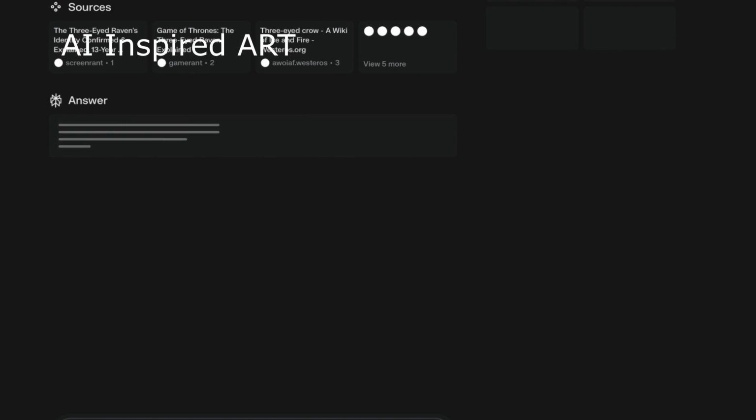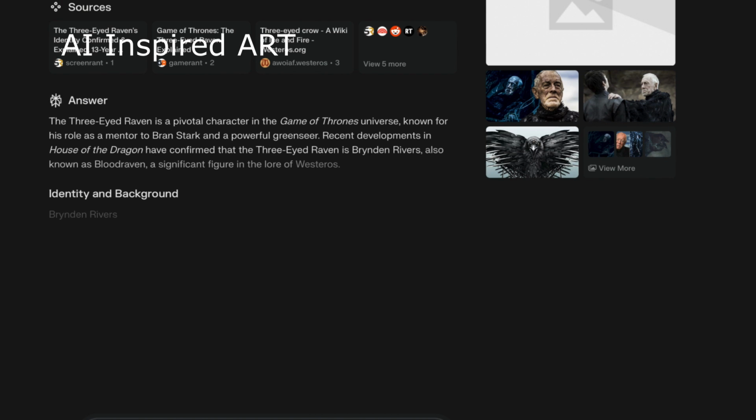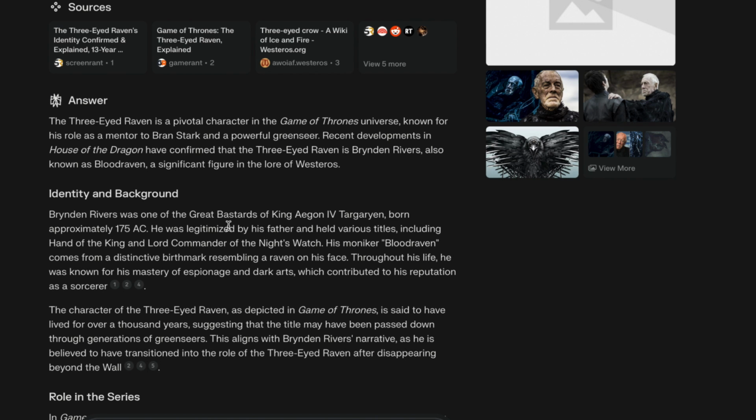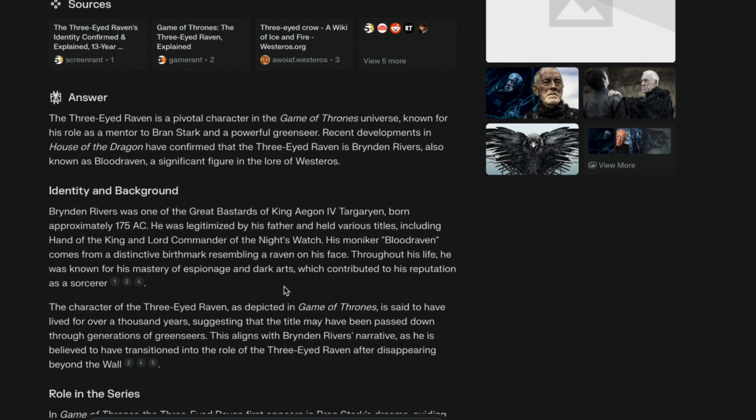So, the three-eyed raven came from Game of Thrones. The character is over 1,000 years old and based on a seer, which can see into the future and understands things that are unknown.